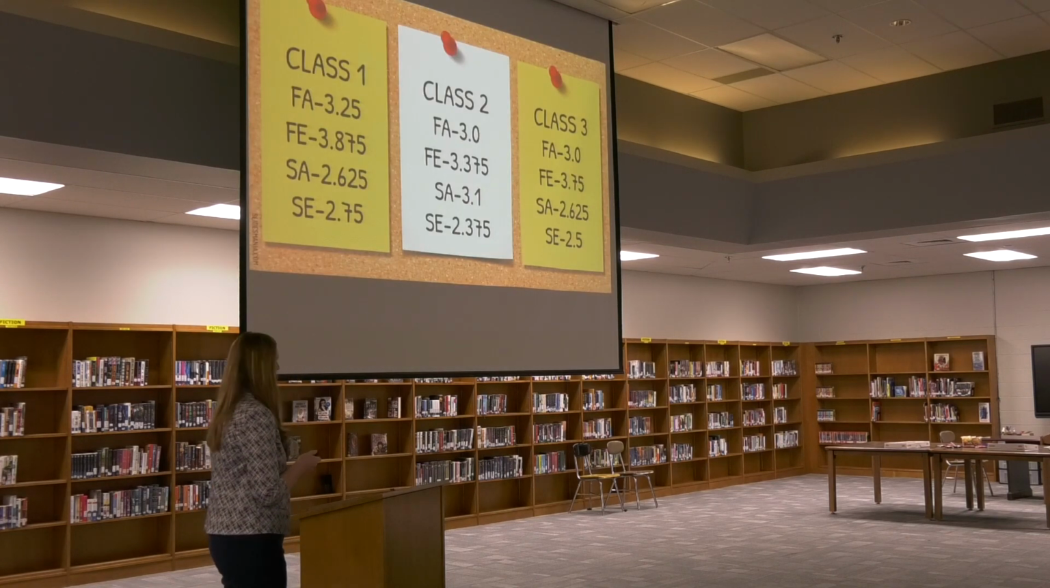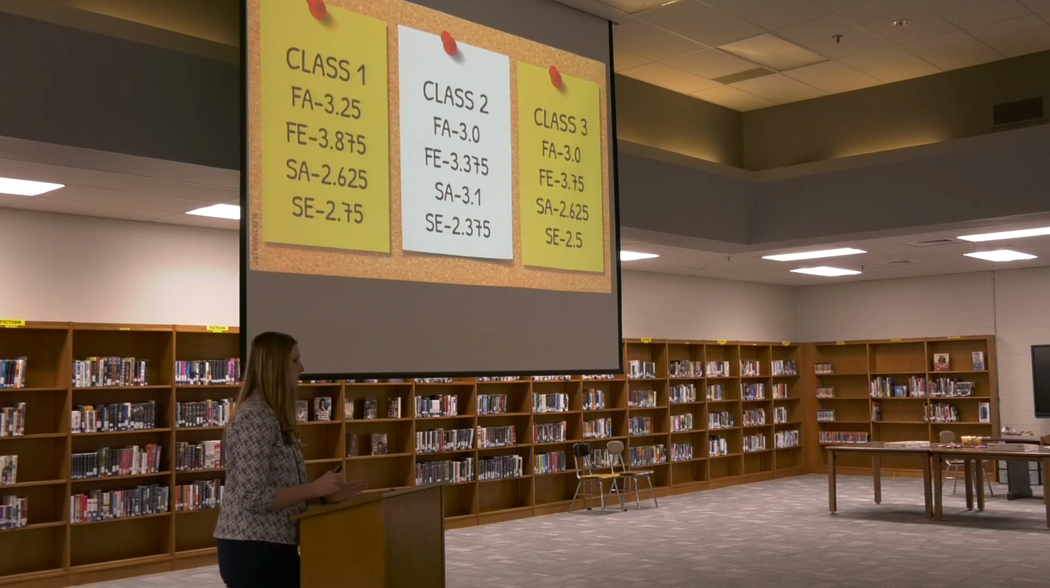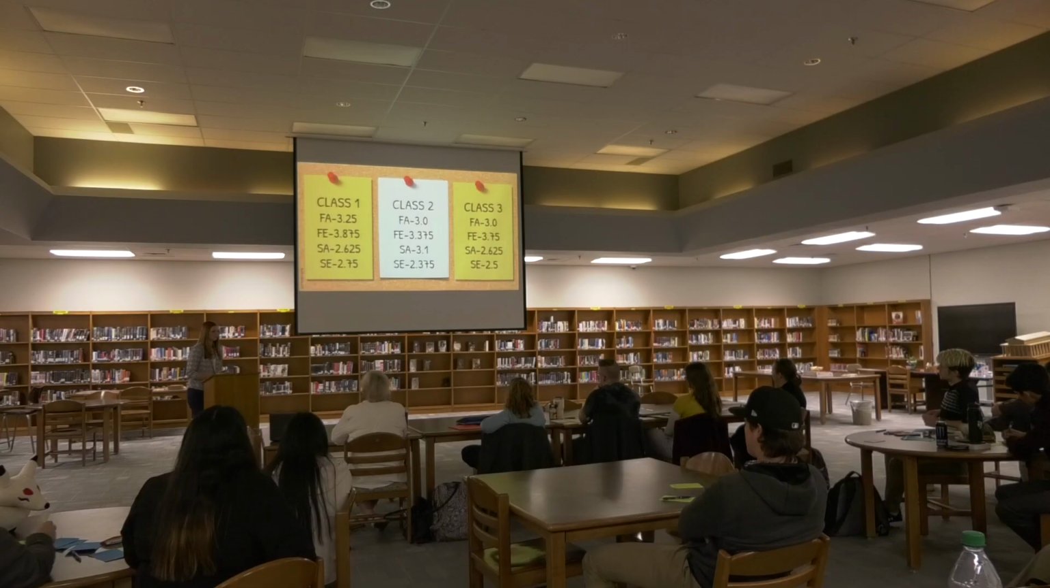So the first class, the teacher score, and okay, preface, anything above a 3.0 is a male score, and anything below a 3.0 is a female score. So the first teacher had a male score for failure ability and failure effort. So she believed that male students are likely to fail because of ability and effort. They also had a female score for success ability and success effort. So they believe that females are likely to succeed because of effort and ability, both.